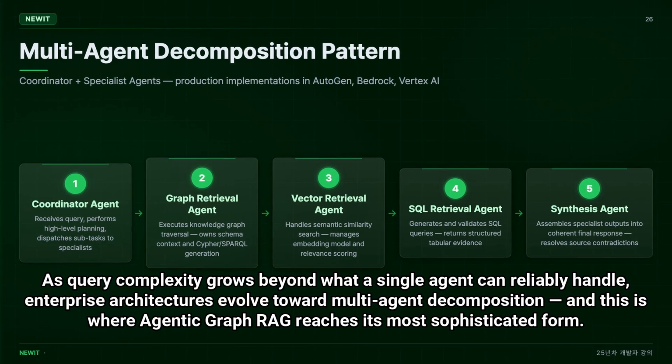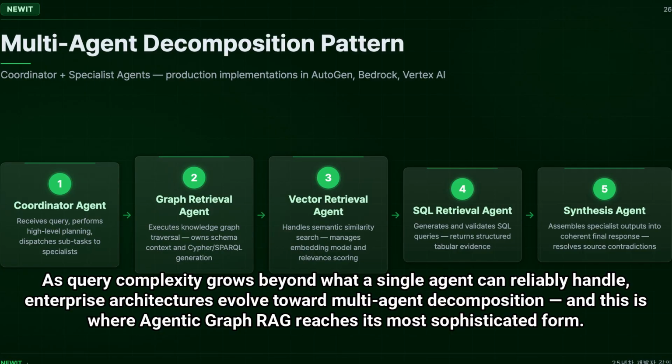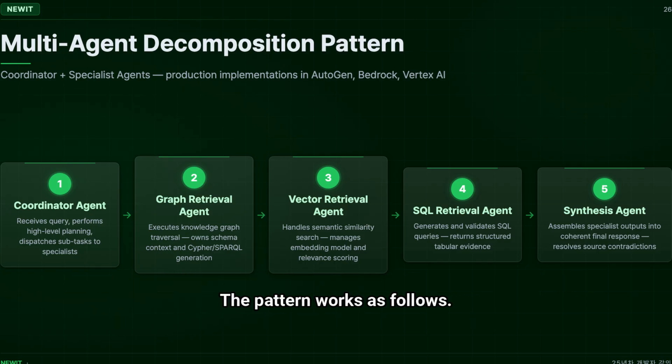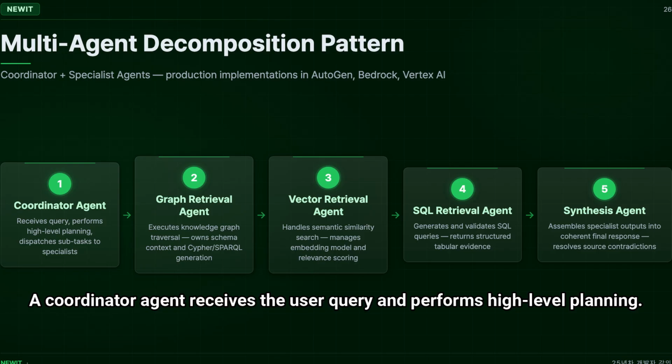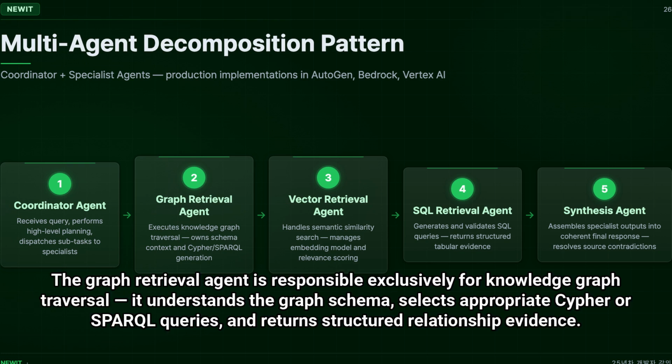As query complexity grows beyond what a single agent can reliably handle, enterprise architectures evolve toward multi-agent decomposition. And this is where Agentic Graph RAG reaches its most sophisticated form. The pattern works as follows. A coordinator agent receives the user query and performs high-level planning. It identifies which retrieval domains are relevant and dispatches subtasks to specialist retrieval agents. The graph retrieval agent is responsible exclusively for knowledge graph traversal. It understands the graph schema, selects appropriate Cypher or SPARQL queries, and returns structured relationship evidence.